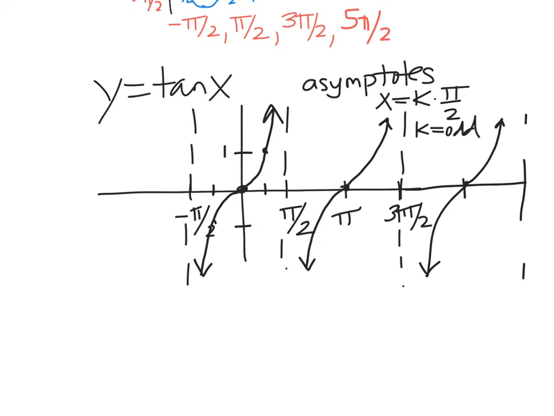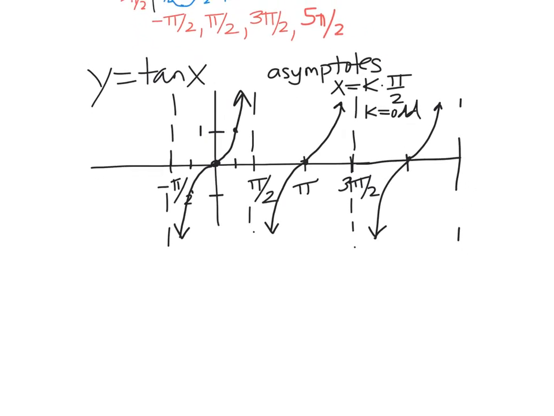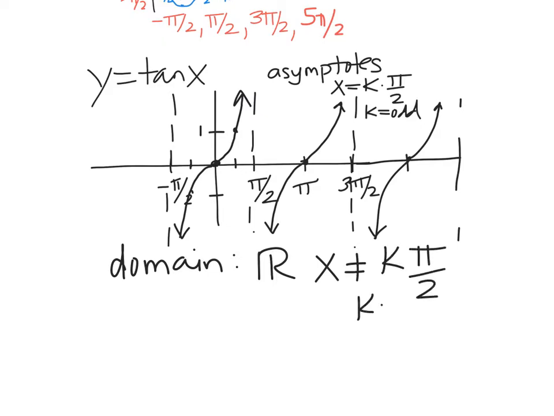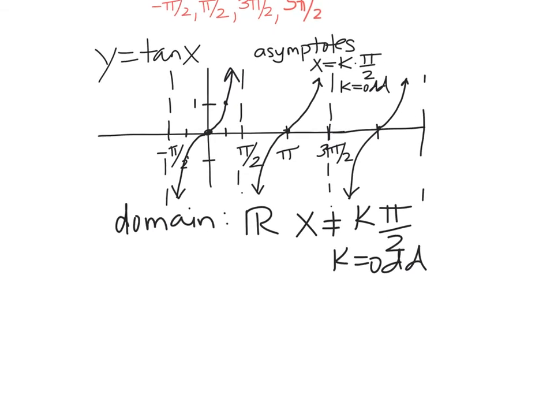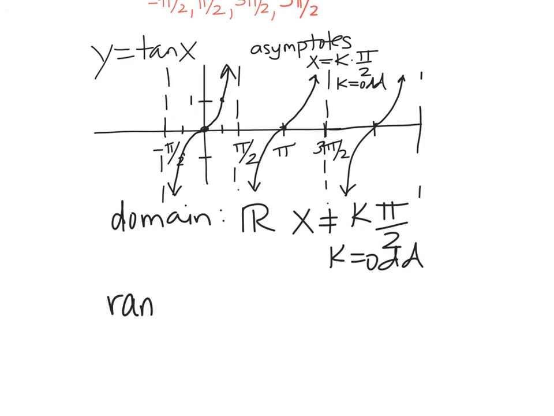And so let's talk about this graph real quick. Here are some interesting things about tangent. The domain of tangent is going to be all reals except at all those asymptotes. So all reals except for at the k times pi over 2, where k is odd. Such a gross way to write it, huh? So all the asymptotes. The range, what's the range of tangent? The range of tangent is all real numbers, or you can say negative infinity to infinity.